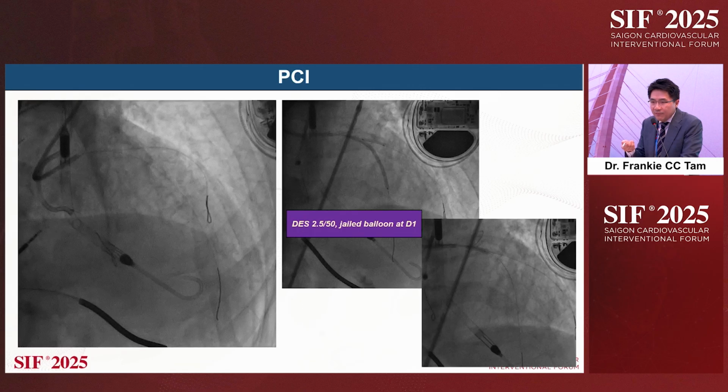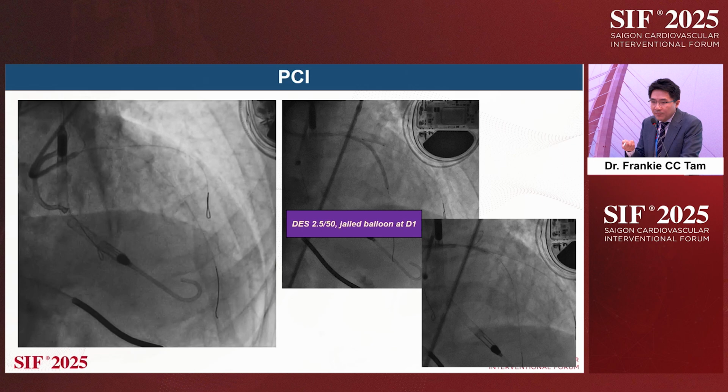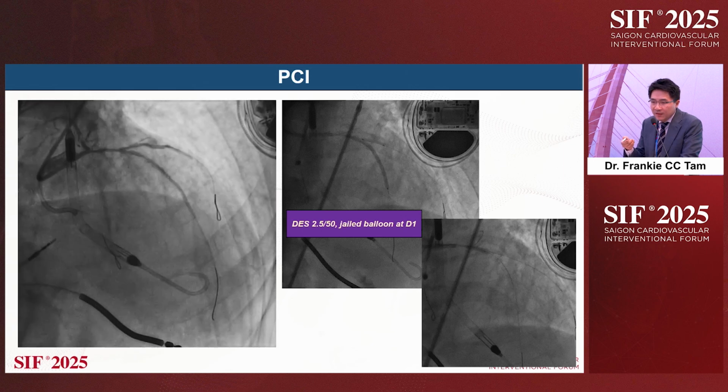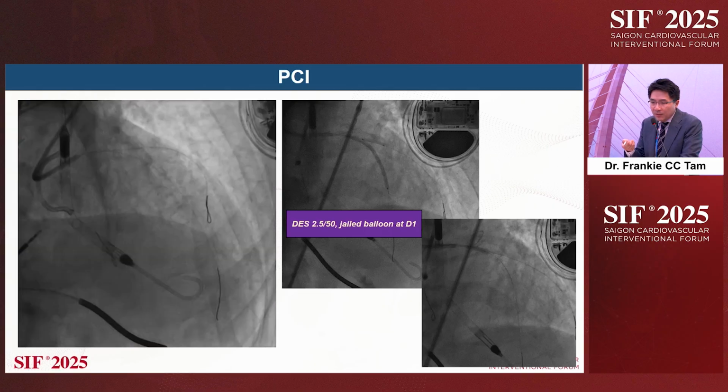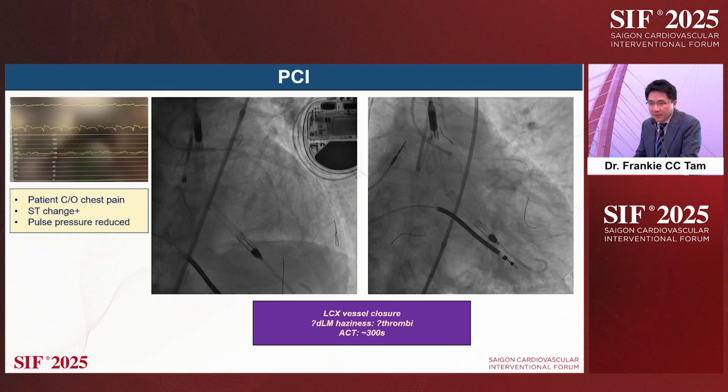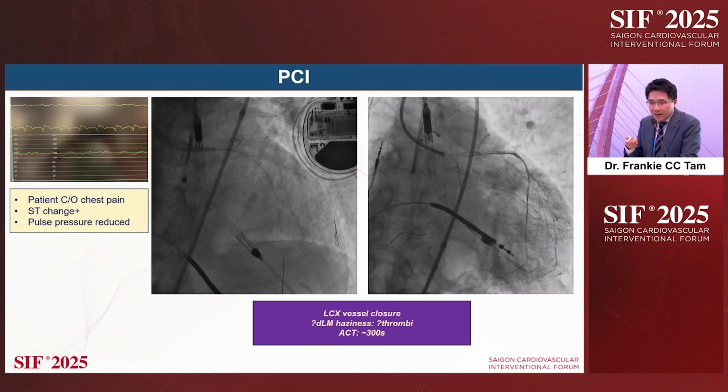Okay, and then we do our usual fashion, ballooning, the jailed balloon technique. We put the balloon to D1 and stent the LAD and also the proximal LAD. However, at this time, a problem comes, right? Suddenly the patient complains of chest pain, all right? You can see the pulse pressure reduced and also there's an ST change, which is quite alarming, right?